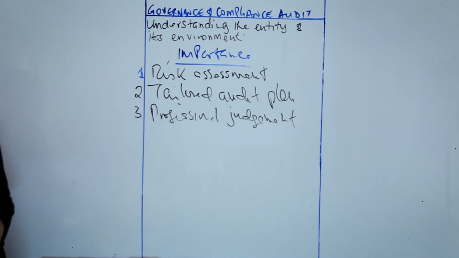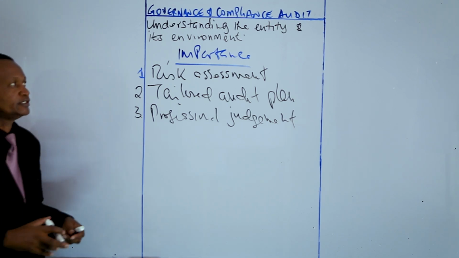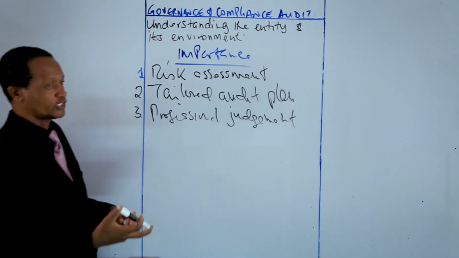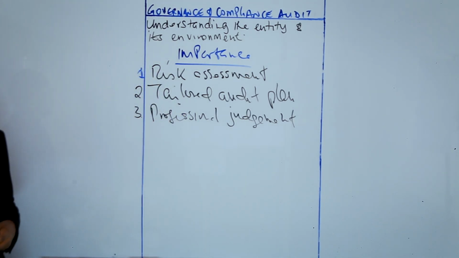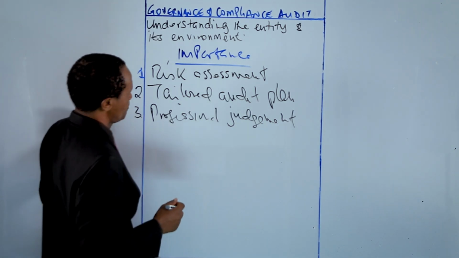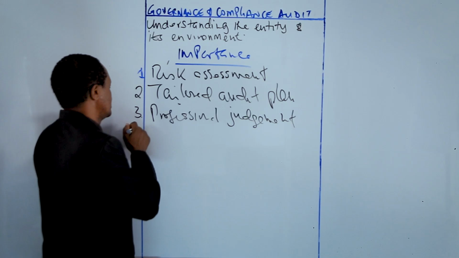Number three, professional judgment. Now this understanding of the entity and its environment provides a frame of reference for exercising professional judgment throughout the audit. And it also helps the auditor to interpret evidence, to evaluate findings, and also form an informed opinion. That is why it's important to understand the entity and its environment.